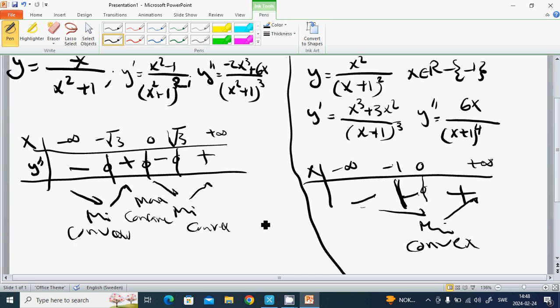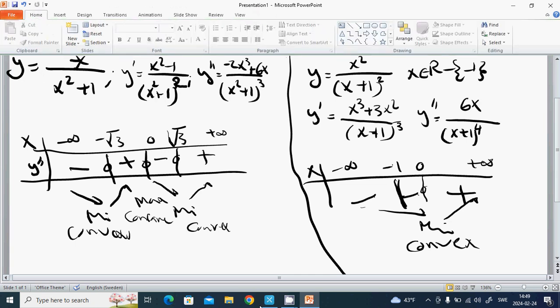Okay, then we have learned also how we can find a maximum and minimum of a function. And we have also the methods we are going to discuss about that. And it is interesting in the next part. See you in the next part.